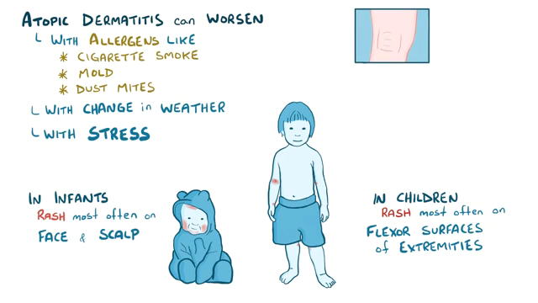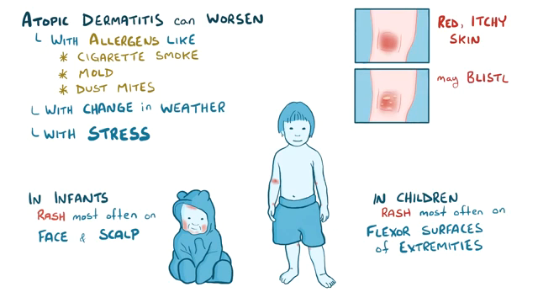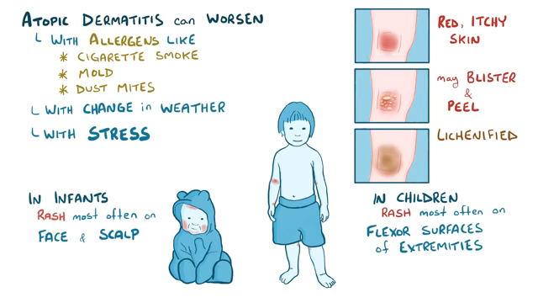Although it usually causes patches of red, itchy skin that come and go, the skin can occasionally even blister and peel. Over time, the skin can become lichenified, which literally means turn to leather. Itchiness is often worst at night, probably because there are no distractions. And this is often when young children are most likely to scratch their eczema lesions.